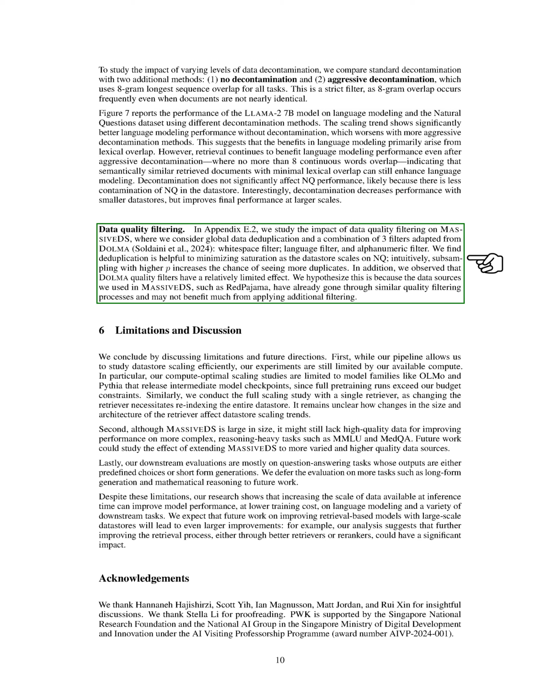MassiveDS. We consider global data deduplication and a combination of 3 filters adapted from Dolma: a whitespace filter, a language filter, and an alphanumeric filter. We find that deduplication helps minimize saturation as the datastore grows for Natural Questions, as higher subsampling increases the likelihood of encountering duplicates. However, we notice that the Dolma quality filters have a relatively limited effect. We hypothesize that this is because the data sources we used in MassiveDS, like RedPajama, have already undergone similar quality filtering processes and may not gain much from additional filtering.